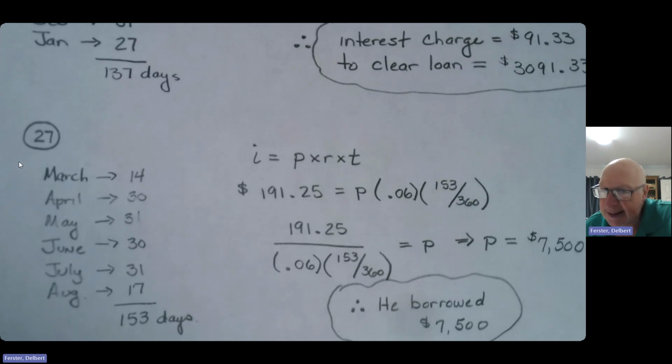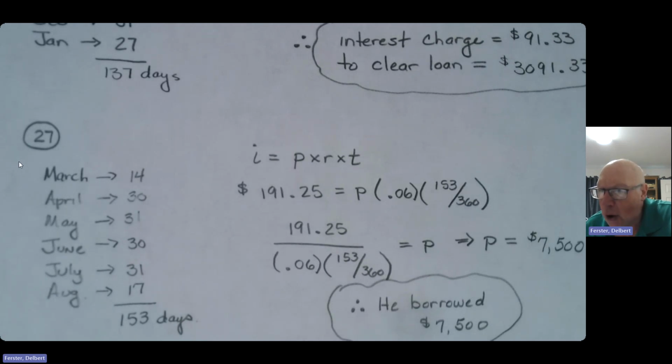All right, so 14 days to get to the end of March, 30 days to get us all the way through April, 31 to get us all the way through May, 30 to get us through June, 31 to get us through July. Payment is being made on August 17th, that's 17 days into August. Grab your calculator, add those days, that's 153. And we're again going to use ordinary, that sets your denominator at 360.